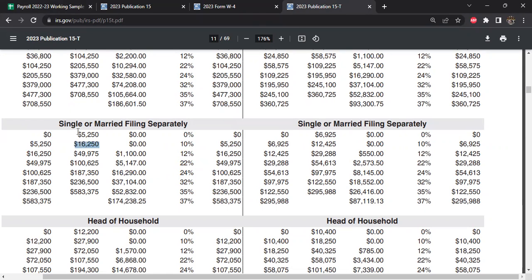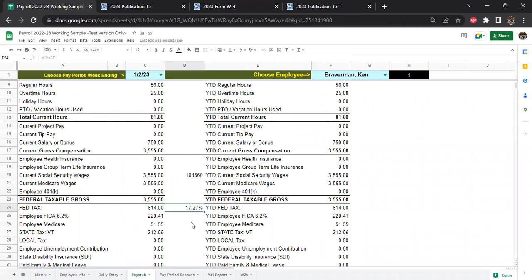The first 5,250 was free. The next $11,000 were taxed at 10%. See this? The difference here is $11,000 between 5,000 and 16,000. That's taxed at 10%. The next 33,500 are taxed at 12%. The next 50,000-ish are taxed at 22%. That's why your effective rate is less than 24% here. And I think that is right.